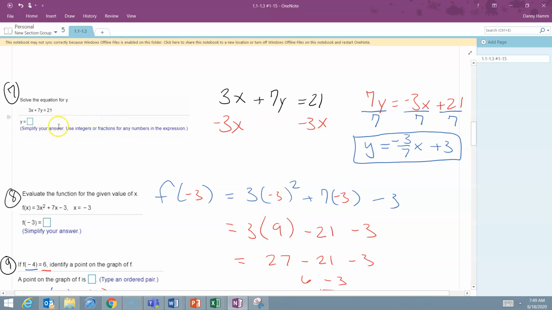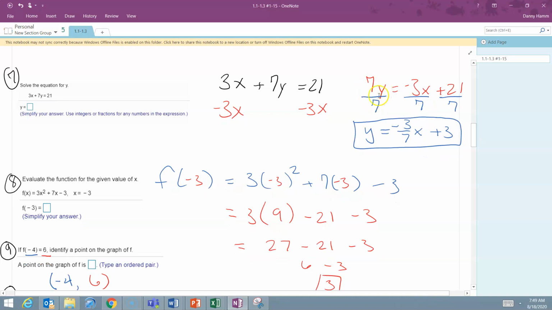And number 7, we're doing the same thing there. We're making sure we solve for our y value there. Just keep in mind when we are dividing by any coefficient of y, we need to make sure that we are dividing all terms.